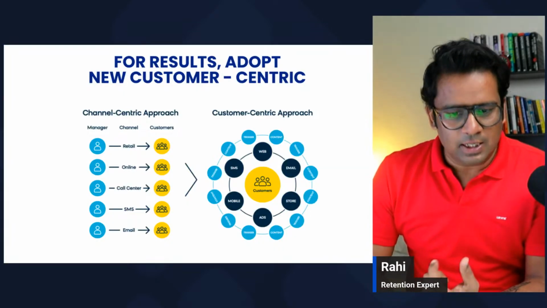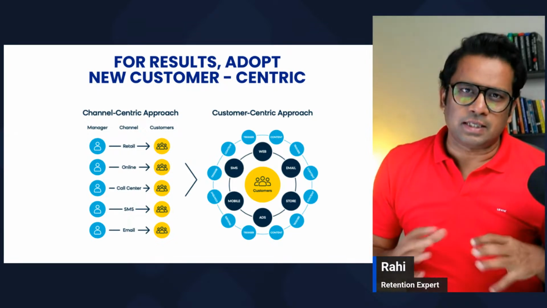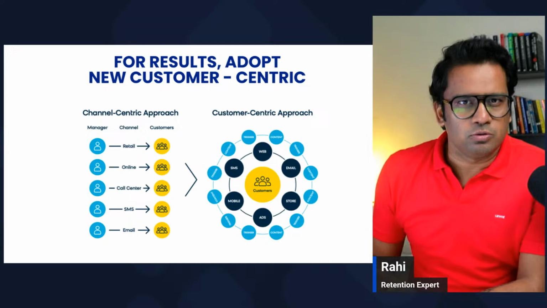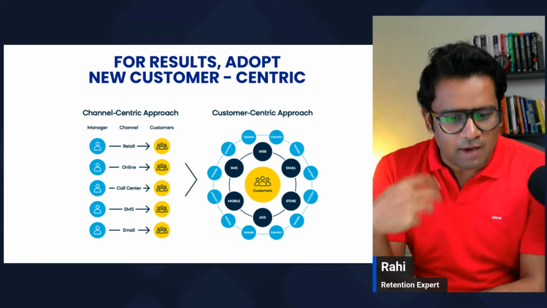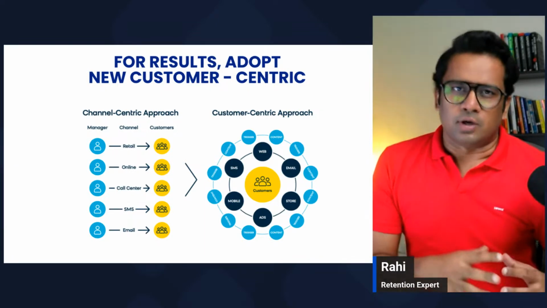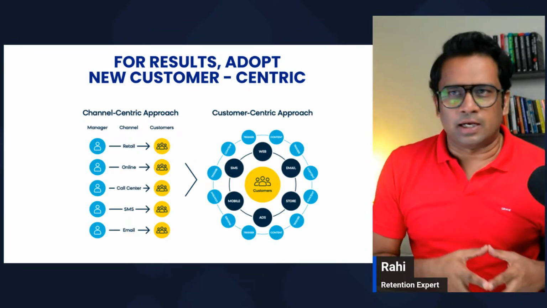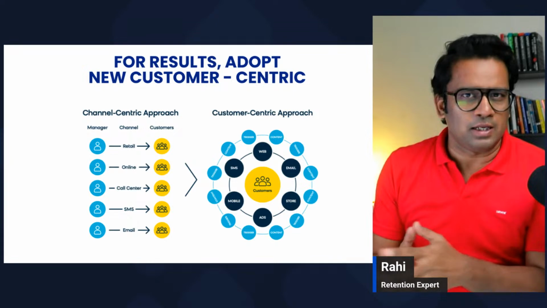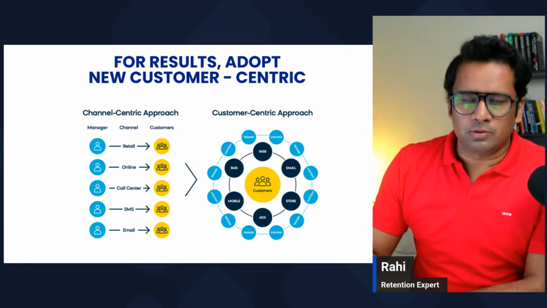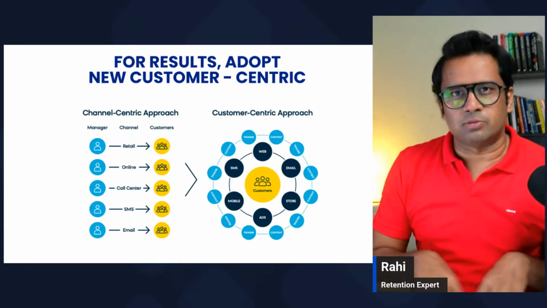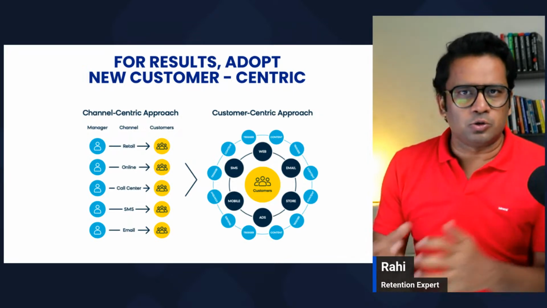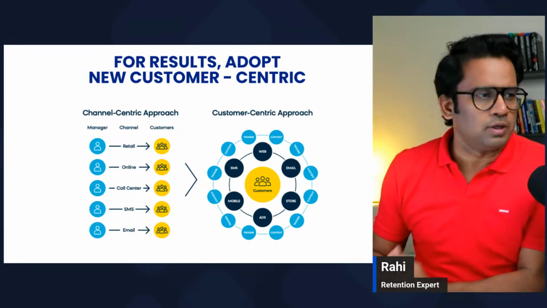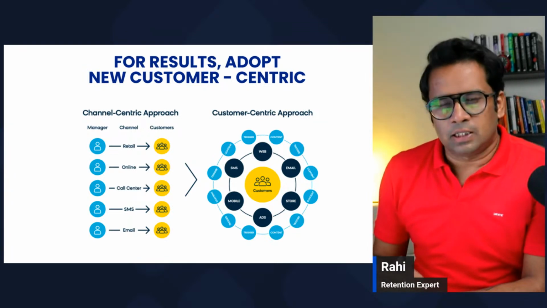Basically, what has happened in the industry is a paradigm shift. Earlier the paradigm used to be channel centric, and every channel used to have its own network and its own customer. For an omni-channel setup, at any scale, from social media to a call center, even SMS and email, everything had its own customers, and things used to move in silos.